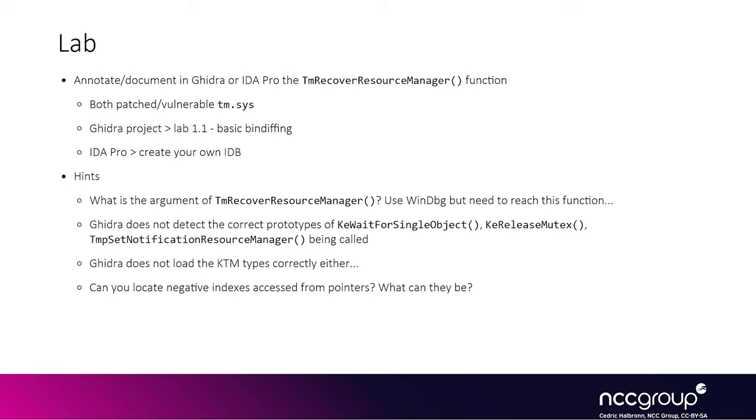So one idea to help with that would be to debug that function, and we would be able to analyze what the arguments are in the debugger. However, to be able to do that, we need a way to reach that function somehow. So we need to find functions we would call from user mode that would allow us to hit that code.